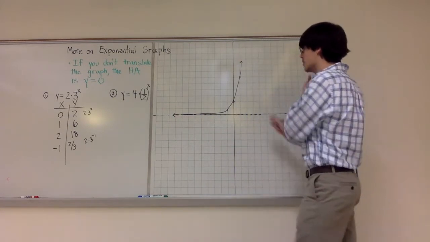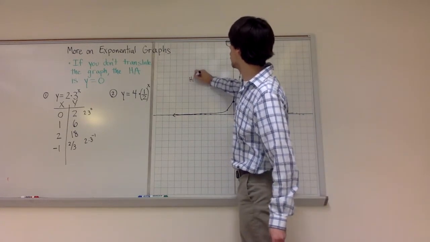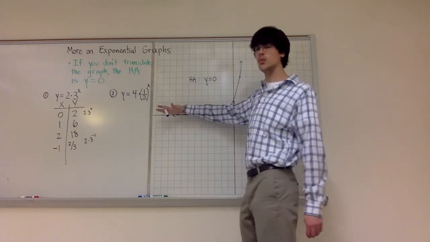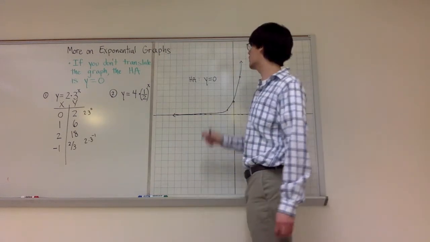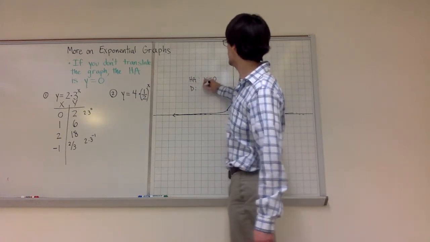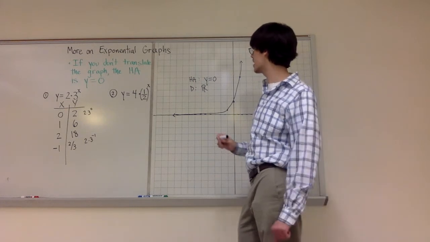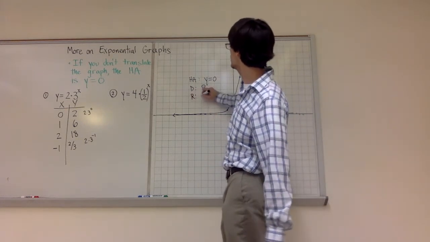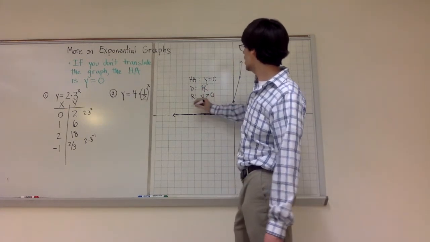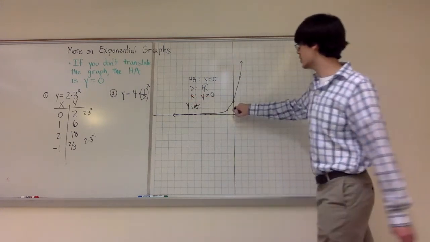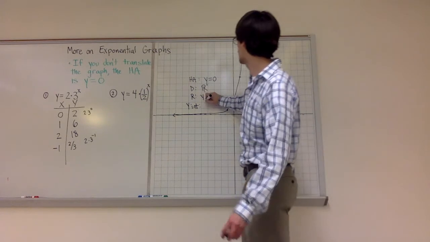For my first graph, our horizontal asymptote, HA, is y equals 0. That's where it's always going to be unless we move the graph up or down. Our domain continues to be all real numbers. It's going to go left, it's going to go right. It's that way for all basic exponentials. Range, still y greater than 0. Last thing, there's no x-intercept, but the y-intercept on this one is 0, 2.